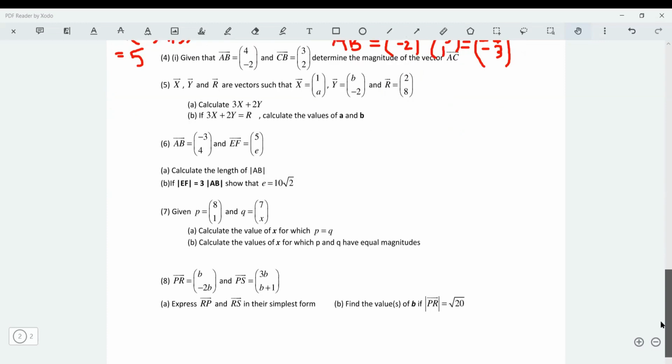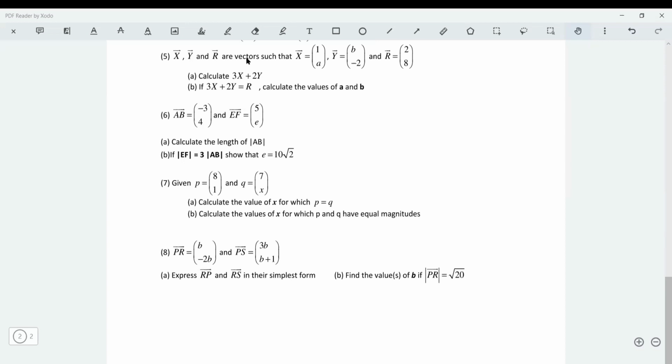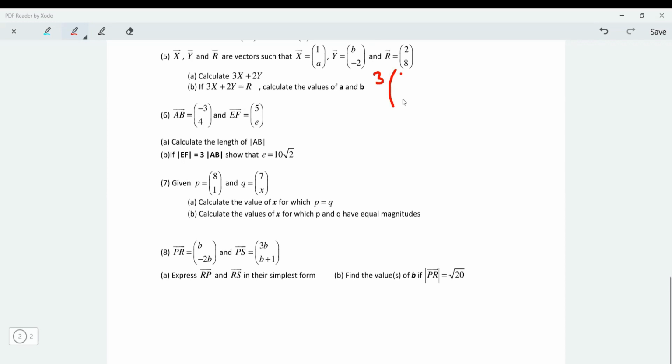Now, question 5 says, vector x, vector y, and vector r are such that x is (1, a), y is (b, -2), r is (2, a). Calculate 3x plus 2y. So 3x plus 2y is 3 times the vector x, (1, a), plus 2 times y, (b, -2). Remember, you always add the x components and y components. So it's 3 times 1 is 3 plus 2 times b, that's 3 plus 2b. Then 3 times a is 3a plus 2 times minus 2 is minus 4, so that's 3a minus 4.